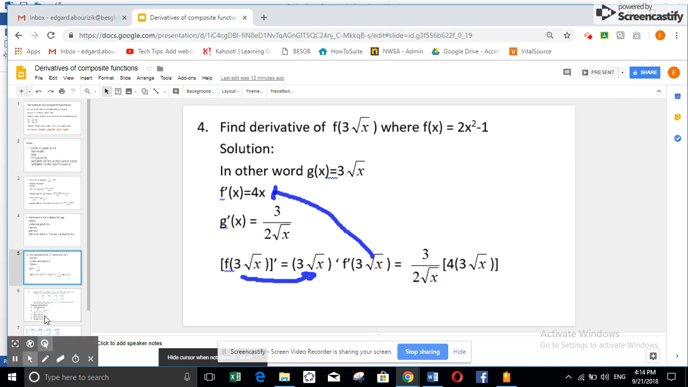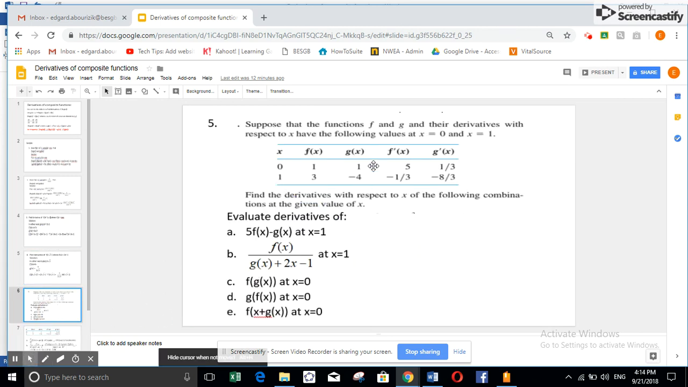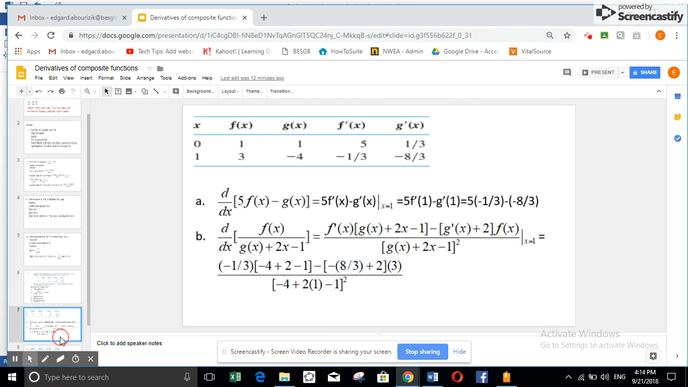The last example. Suppose I gave you a table. This table means f(0) is 1. For example, f prime of 0 is 5. g prime of 1 is minus 8 over 3. I gave you the derivatives f prime and g prime at the points 0 and 1, as well as the values of f and g at 0 and 1. I want to find the derivative of this one. So let me start with the first one, the derivative of that one at x equal to 1.